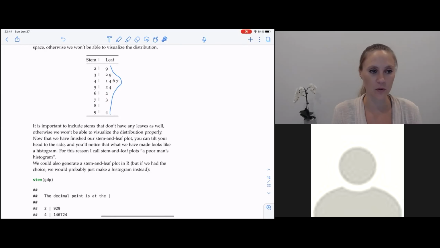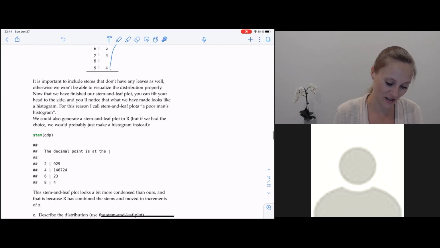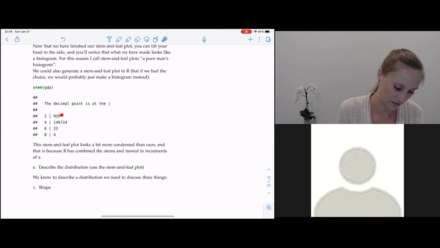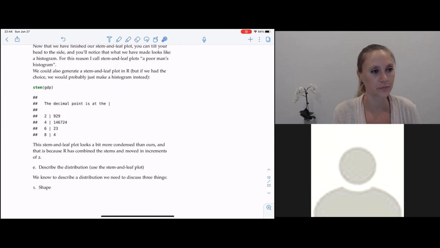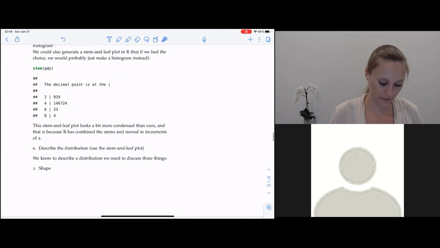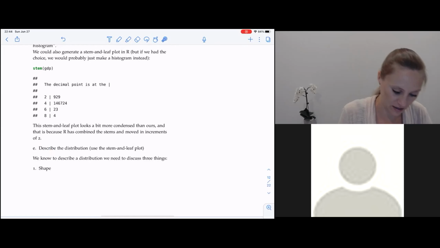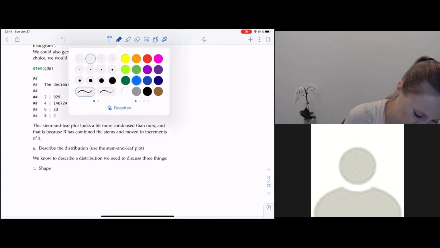It's not anymore. But for some reason, R and other software generate stem and leaf plots, but they do it a little bit differently. So they've condensed it because they've moved in increments of 2. It looks a little bit different, but again, you can kind of see the distribution here. So that was just a discussion on the stem and leaf plot. But now we can describe the distribution. And I don't want you to use the stem and leaf plot.